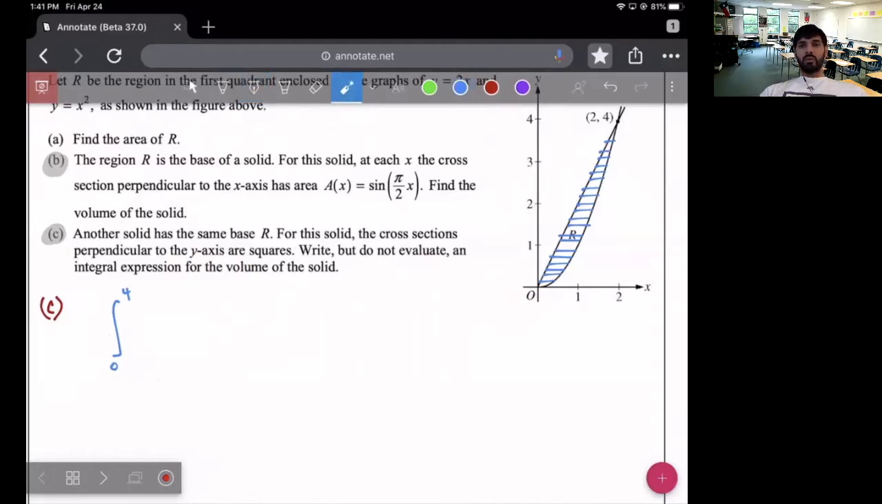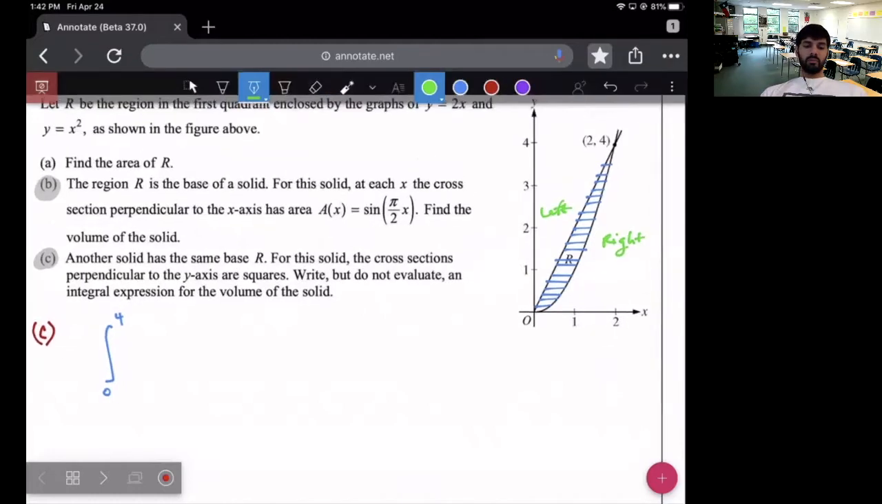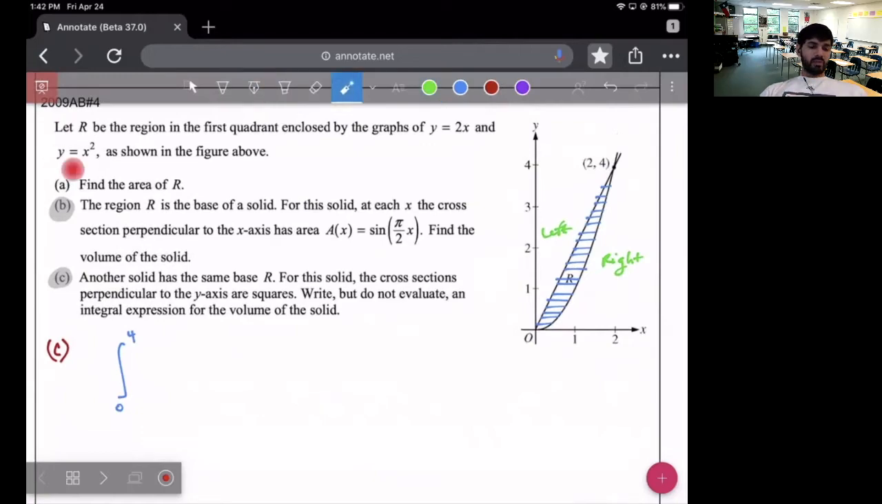And now what I want to do is figure out what is my right and what is my left. If you look at your study guide, when you have an integral in terms of y, you want to do right minus left. So the right graph here is this parabola y equals x squared. Now I can't write this as x squared in my integral because I need it to be in terms of y. So instead of y equals x squared, that's the same thing as x equals the square root of y.